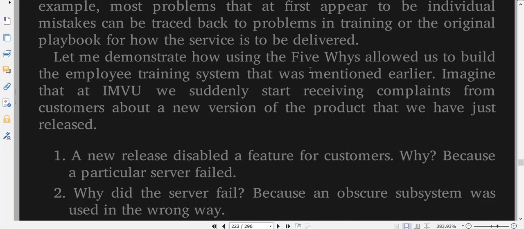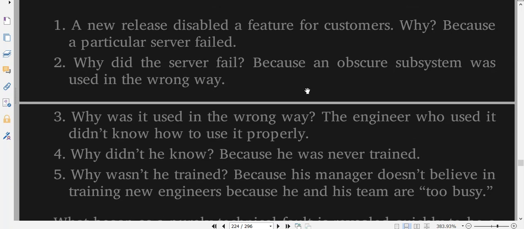Imagine that at IMVU we suddenly start receiving complaints from customers about the new version of the product that we have just released. Number one, why? A new release disabled a feature for customers. Because a particular server failed. Number two, why did the server fail? Because an obscure subsystem was used in the wrong way.